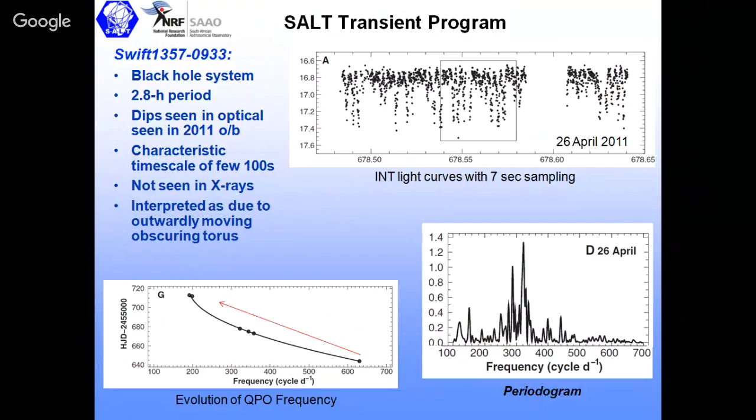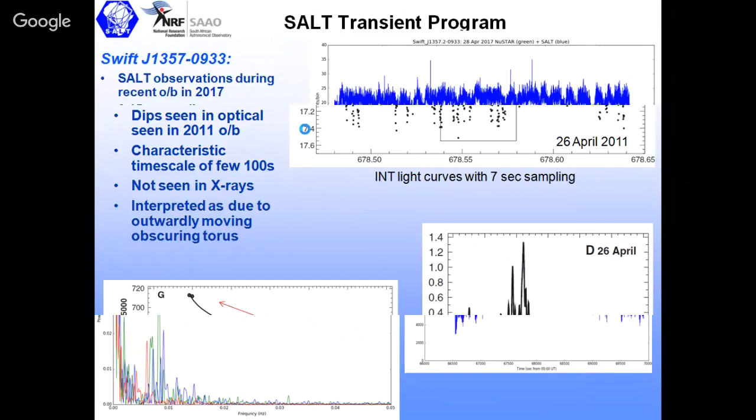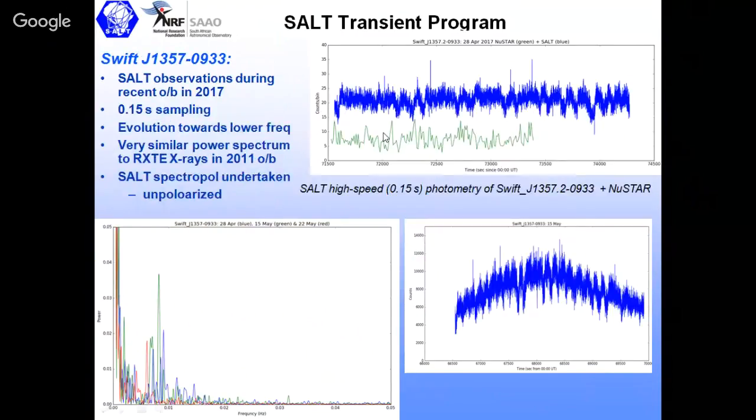a characteristic time scale of about 100 seconds. Here's the periodogram. This is what I'm talking about. And over time, this sort of evolved to lower and lower frequencies. And it was interpreted as a moving out of a torus, of an obscuring torus in the system. So when it went into outburst this year, we've obtained a number of different observations with SALT.